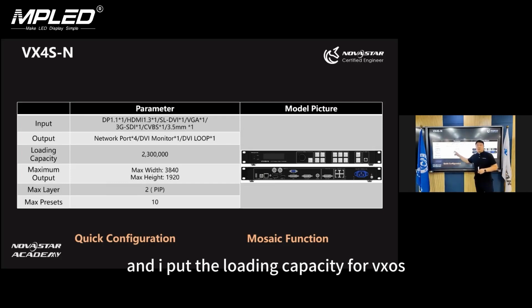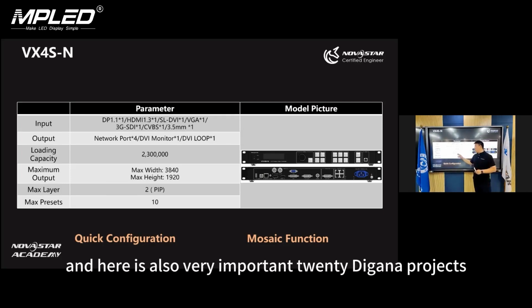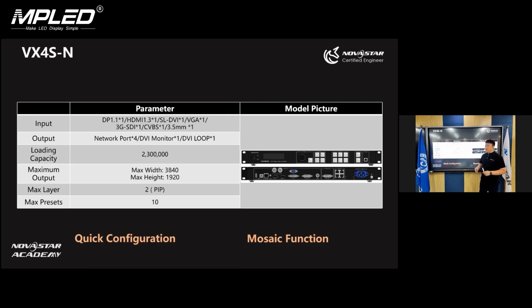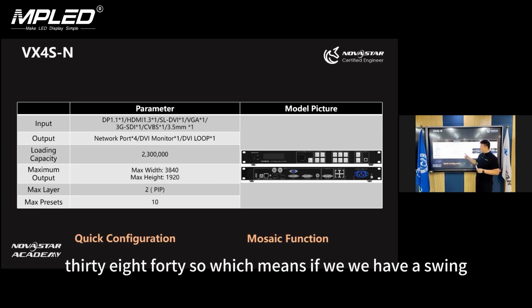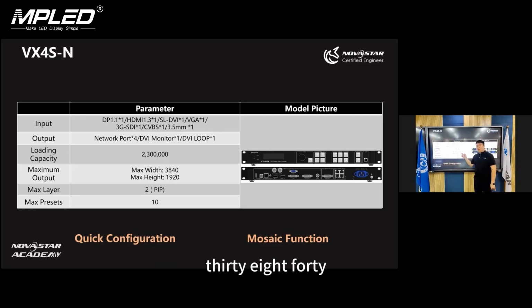And the loading capacity of the VX4S is 2.3 million pixels. Here is also something very important when you design a project: the maximum output width is within 3840. This means if we have a screen whose width is over 3840, the VX4S is not recommended for this project.